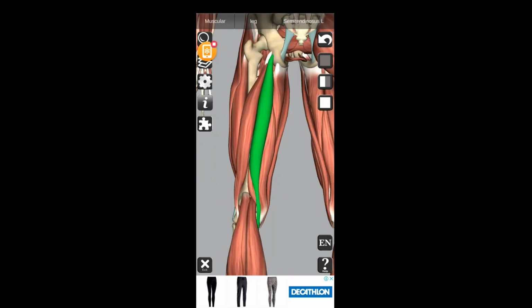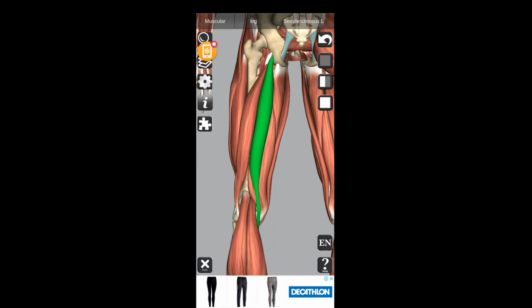Superior gluteal nerve. Yes, very nice. Superior gluteal nerve, what is the root value? L4, L5, S1. And the inferior gluteal nerve, move a bit below: L5, S1, S2. Okay? Done.